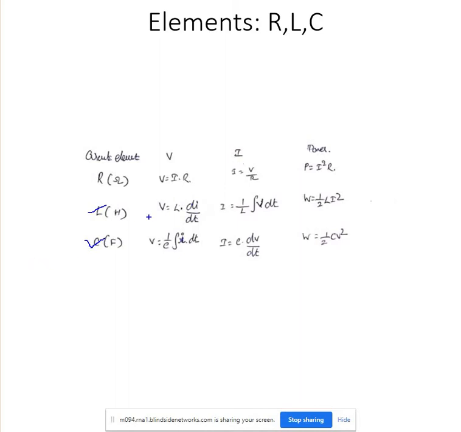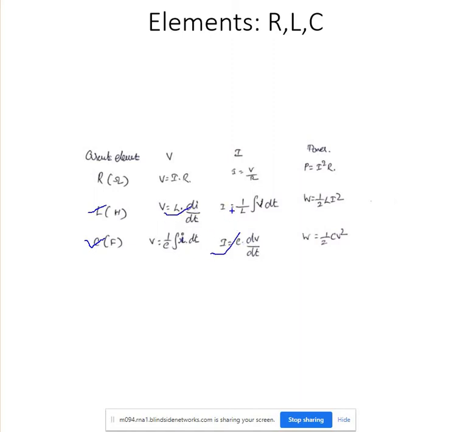Similarly capacitance. I already said it is just the opposite of inductance. So V is replaced by I, and I is replaced by V. If you replace, L is replaced by C. So I is equal to C into dV by dt.